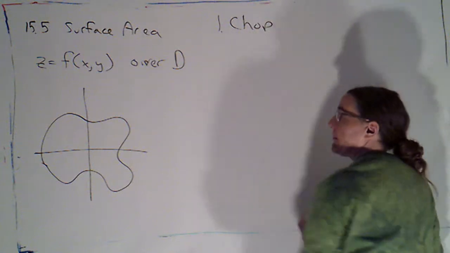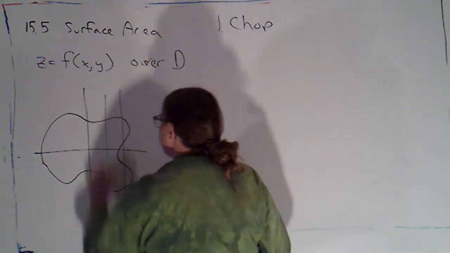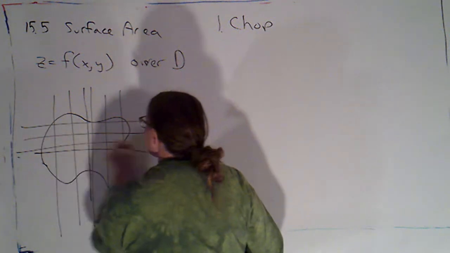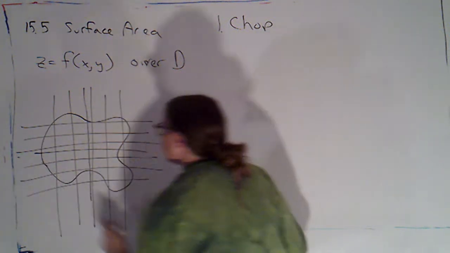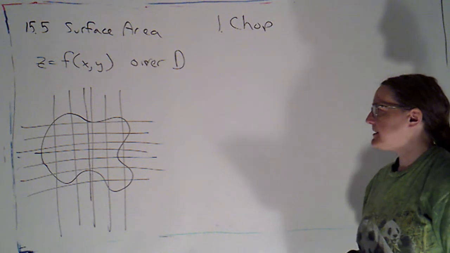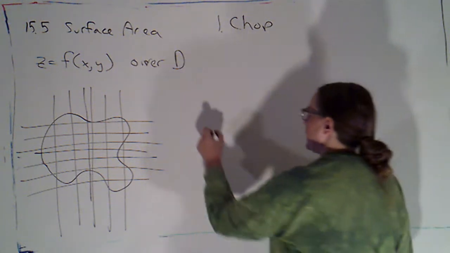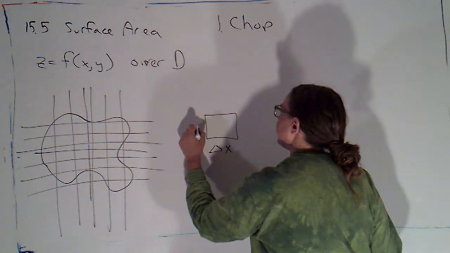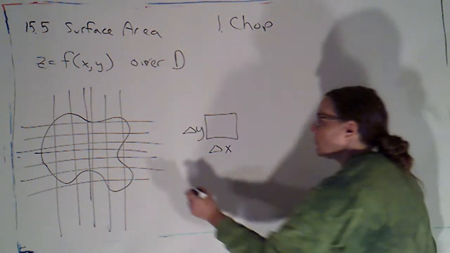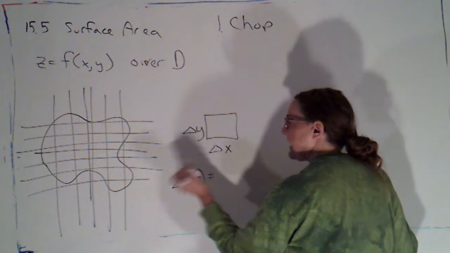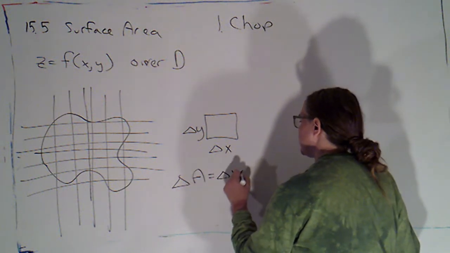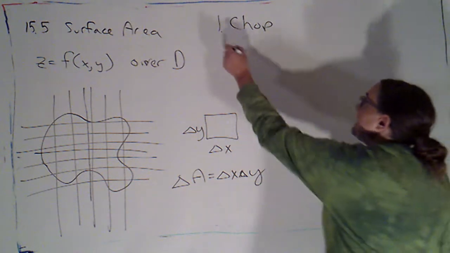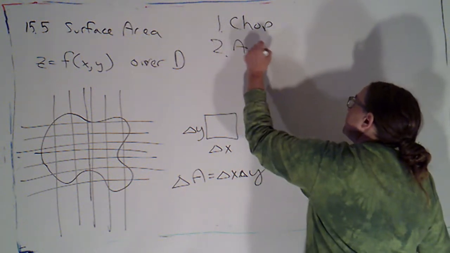We are going to chop. So we're going to chop this up into little rectangles. Now, in theory, it's not necessary to make all those rectangles the same size. In practice, it's a little bit simpler if we do. Okay. So I'm going to have all of the rectangles have dimensions delta x and delta y. And that way, delta A, the area of each rectangle, is just that product, delta x times delta y.